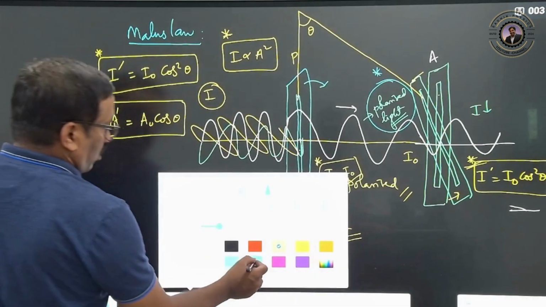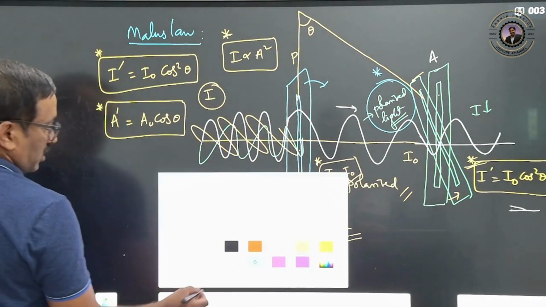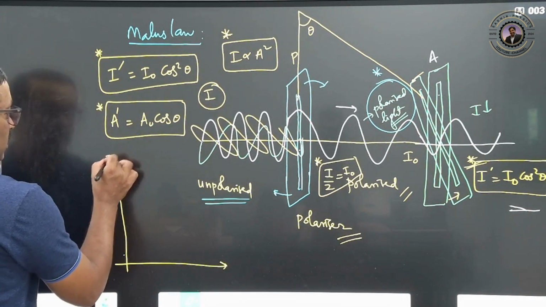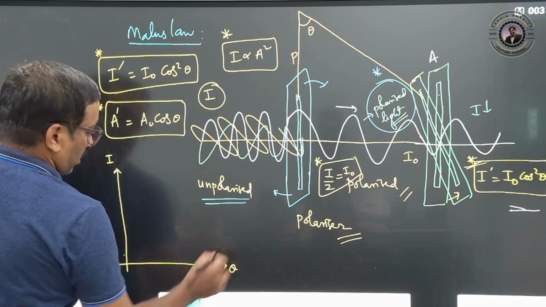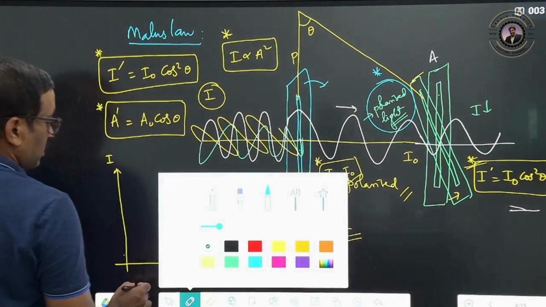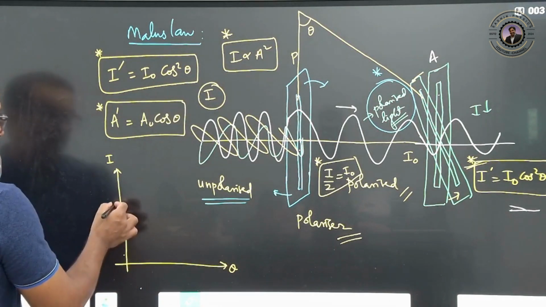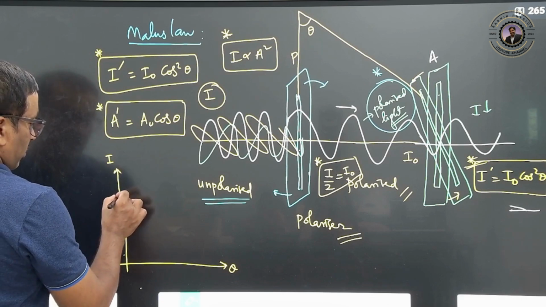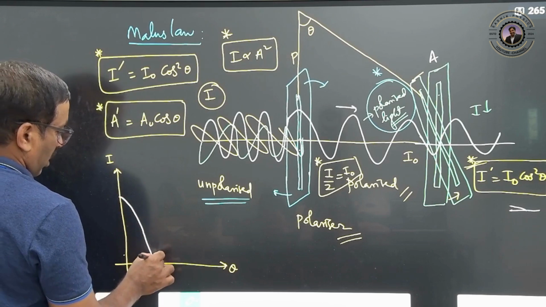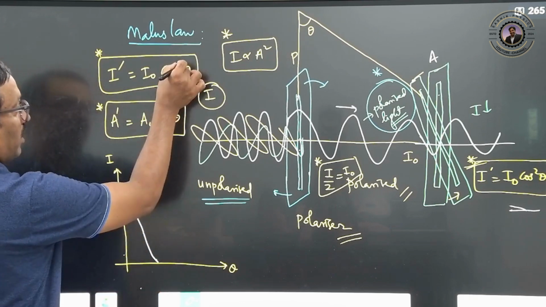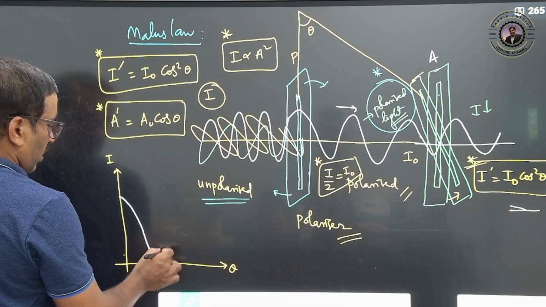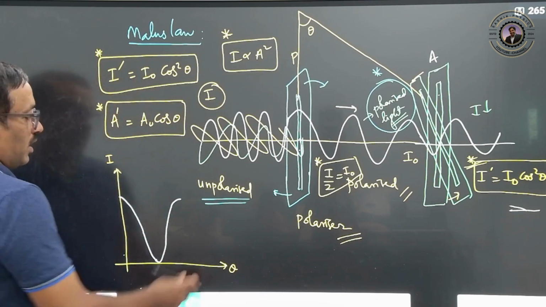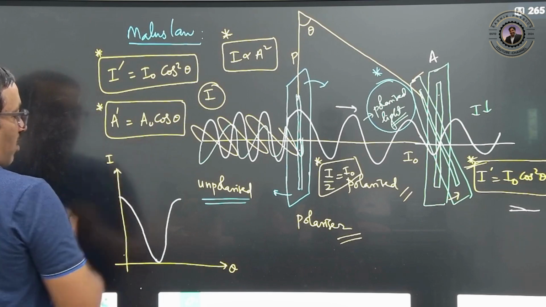Suppose you are drawing the graph of the variation of this intensity I with respect to theta. Initially theta is equal to 0, and cos 0 is 1, so it is maximum. Then afterwards it will fall, and at theta equal to 90, cos 90 is 0. So then it will fall like this. This is your variation of the intensity with respect to theta, according to Malus law.